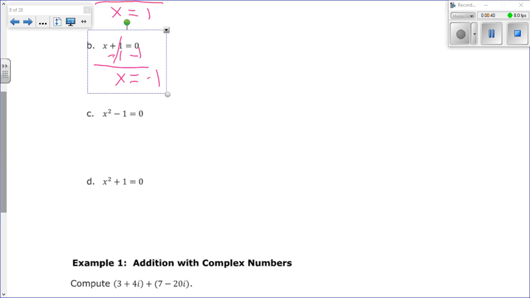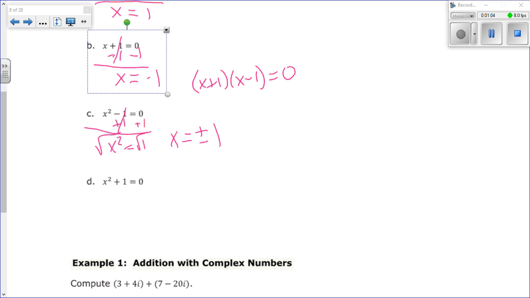And then for c, I'm going to add 1 and add 1. So I have x squared equals 1. And then we know we have to take the square root, so x is equal to plus or minus 1. We can't forget our plus or minus. Or we can solve that by factoring it, saying x plus 1 and x minus 1 equals 0, because it is the difference of two perfect squares, so x equals -1 and x equals +1.